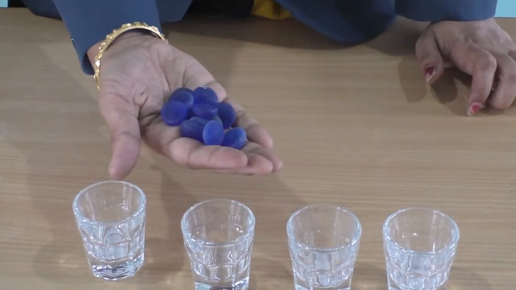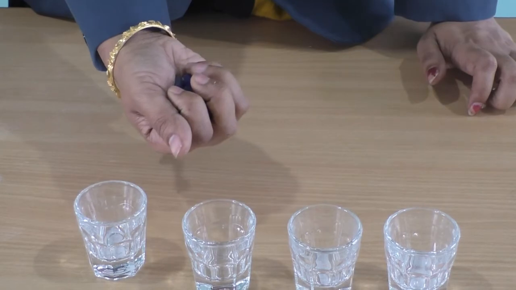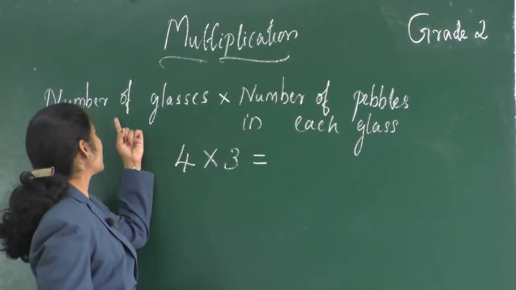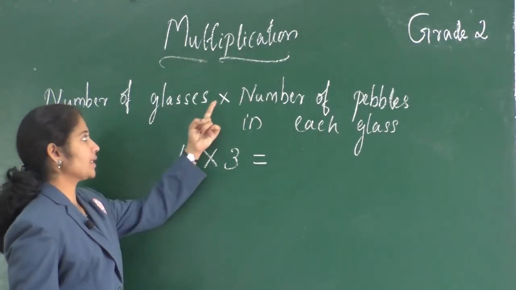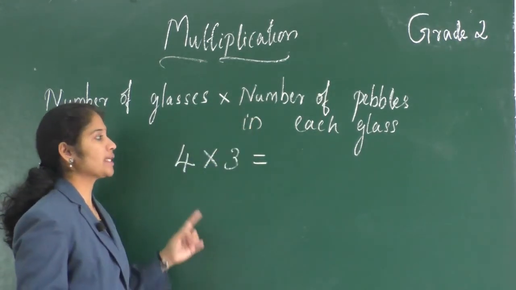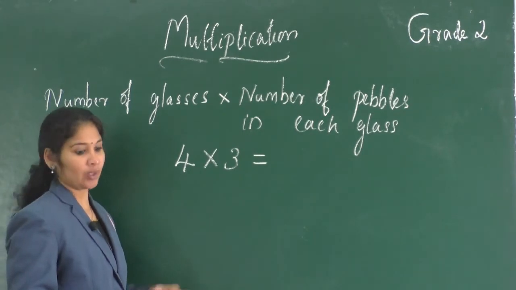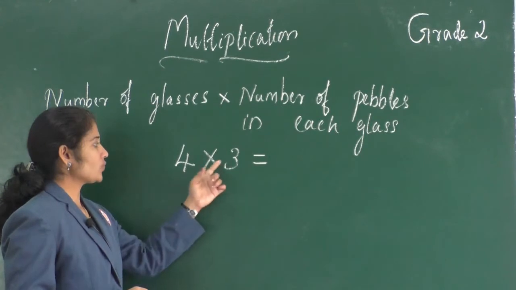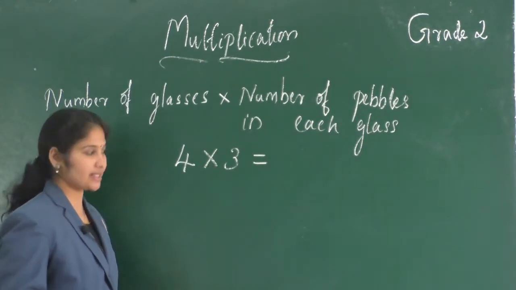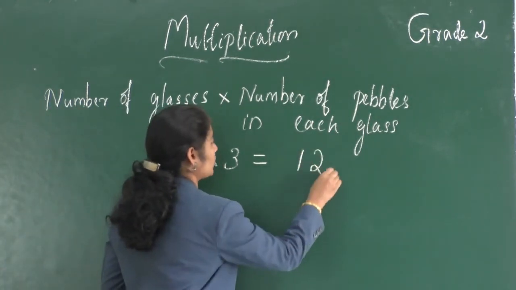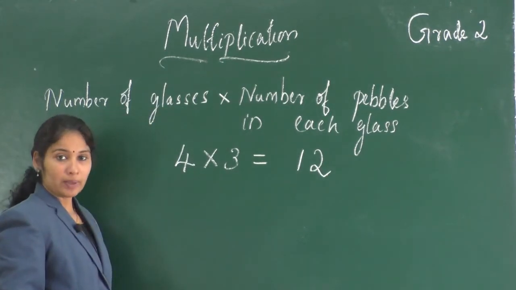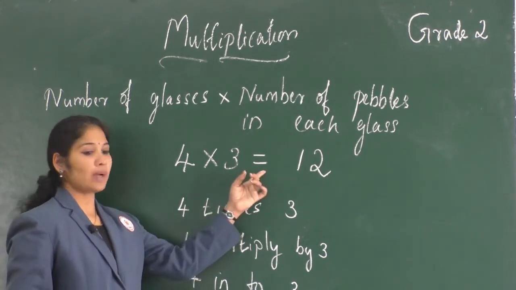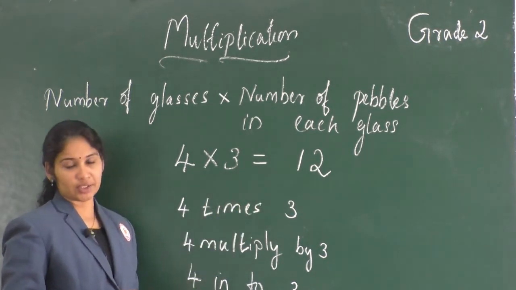This is called repeated addition. Children, this can also be written as number of glasses into number of pebbles in each glass. So, we already learned 4 tables. What is 4 multiplied by 3? Yes, 12. So, how many pebbles? 12 pebbles. Children, we got the same answer as repeated addition.